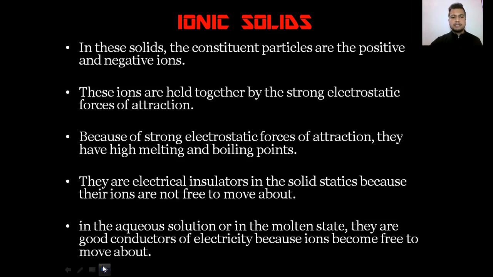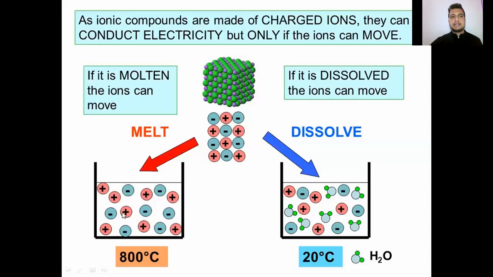Just to make it easy for you, this is how we can understand it. This is the solid state, which we can represent in this way. The cation is attracted by the anion, and the anion by the cation, and they are very close to one another, so they will not be able to move. Then either we dissolve them or we melt them. Usually we melt them at a very high temperature, almost 800 degrees Celsius if it is NaCl. Or we can dissolve them: you can see water molecules, H2O, and then the ions will be free.